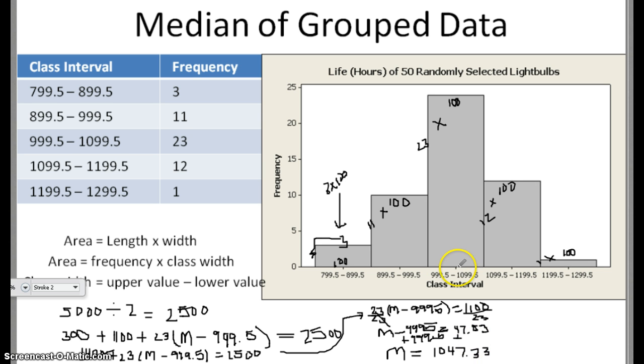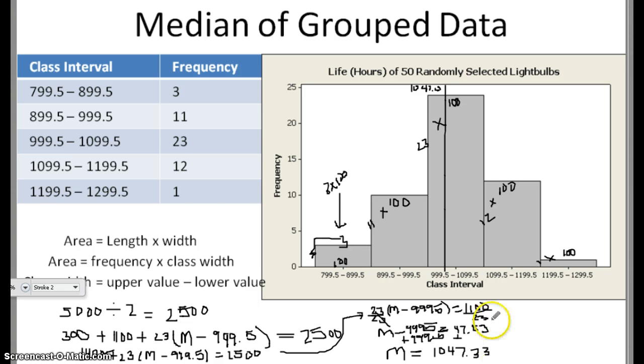So we can see 1049.5 would be right here in the middle, but we're not going to quite go to the middle, so we would be over here a little bit. Right about here is the line for the 1047.33 in our data. At that line, the left half of this polygon is exactly equal to the right half. So we've split the area exactly in half, and that means that we have found our median.